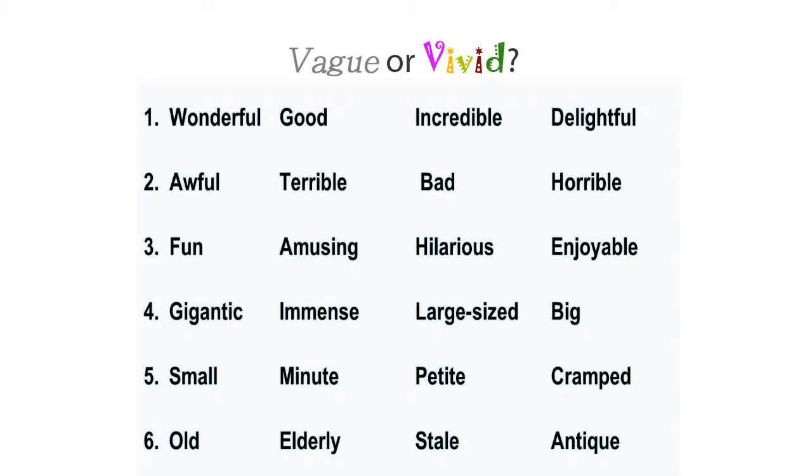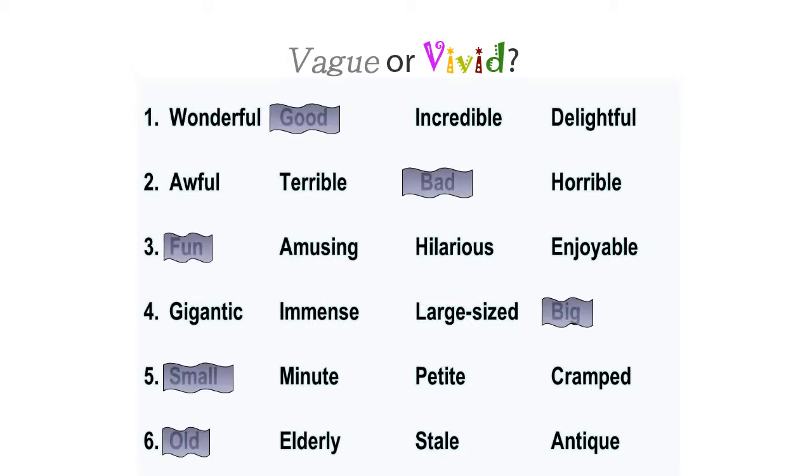Let's check out these words. Some are vivid or clear, and some are vague or unclear. Can you identify the vague ones? The ones with the gray strip on top are vague or unclear words that you should avoid in your descriptive writing. And the rest are more vivid or more precise. Still, it depends on the context or ideas of your sentences.